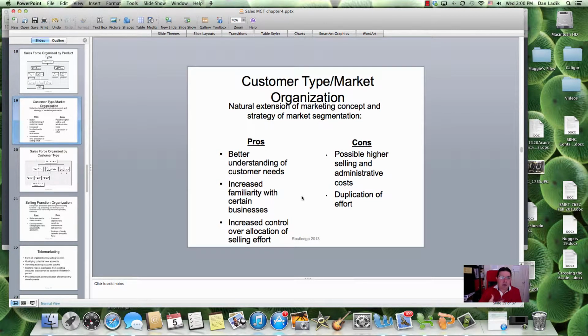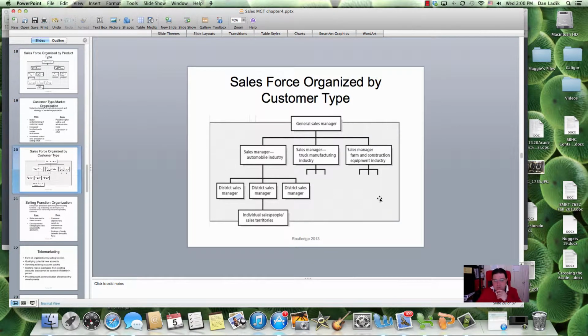Now, in this era of CRM, where we're talking a lot about aligning ourselves with a particular customer type or a particular type of market organization, it allows for better understanding of needs. The upside is you get certain familiarity with business in the industry. This is more expensive, and this does have a lot more duplication of effort. I mean, take a look at something like this. So we have a general sales manager or some VP of sales. So we have the automobile industry, the truck industry, and the farm and construction equipment industry. Okay, that makes sense. But what if you're Ford, where Ford does this, this, and this?